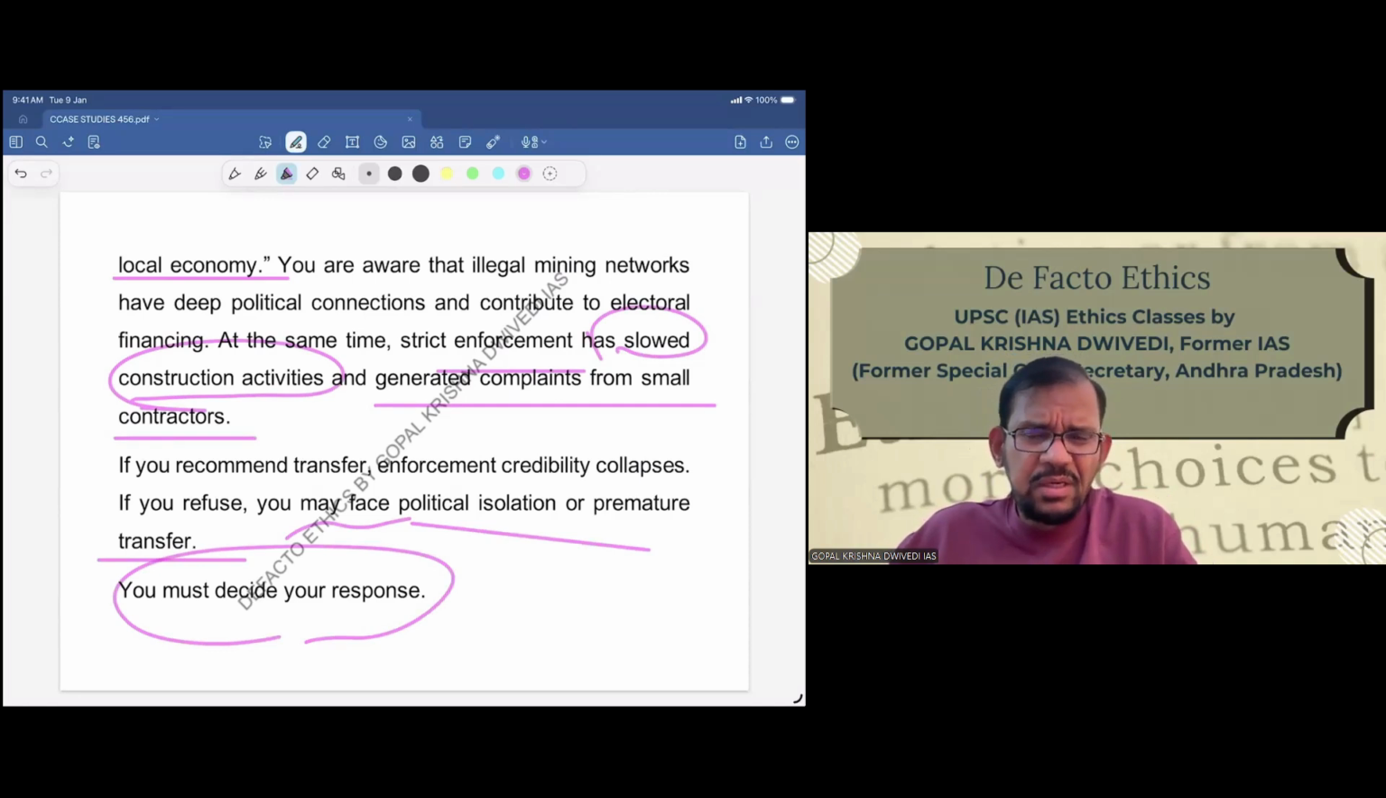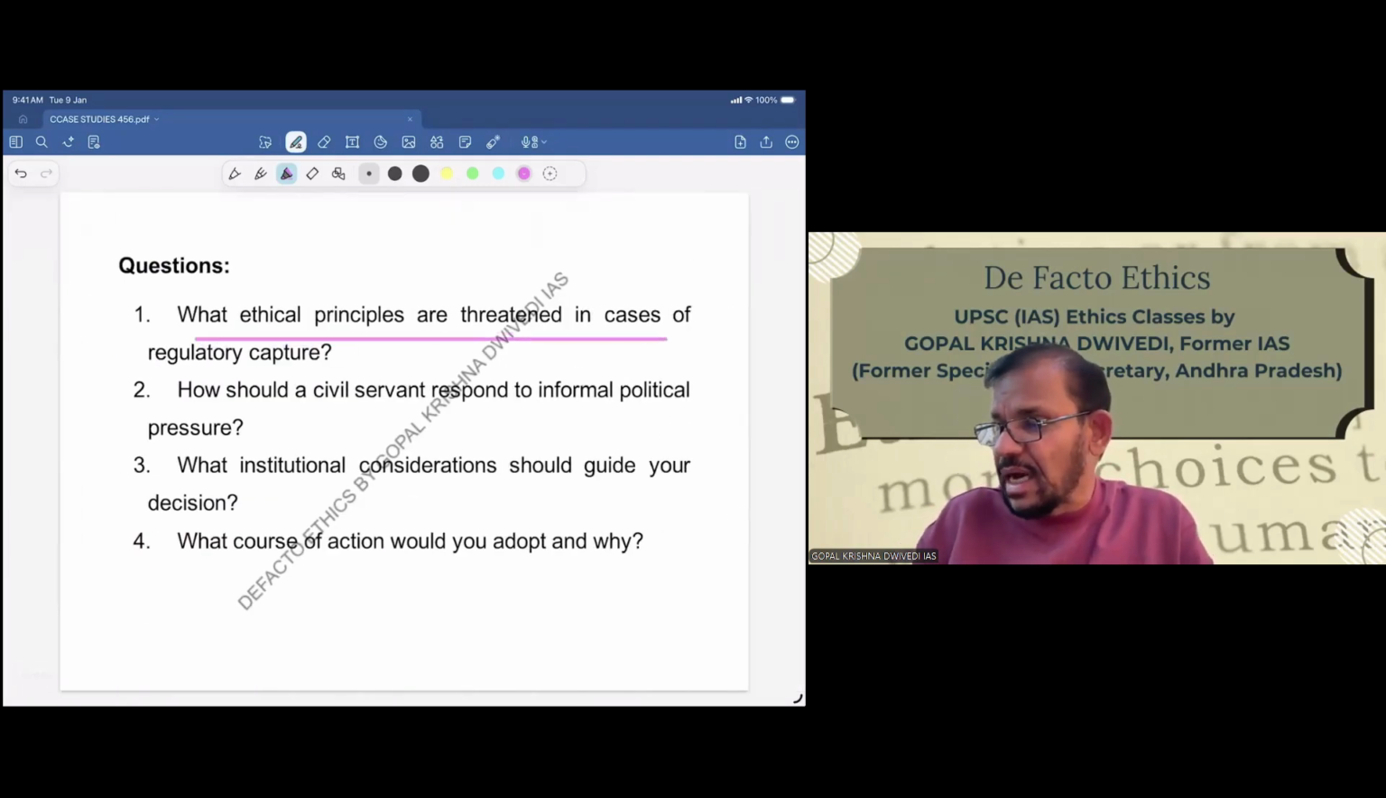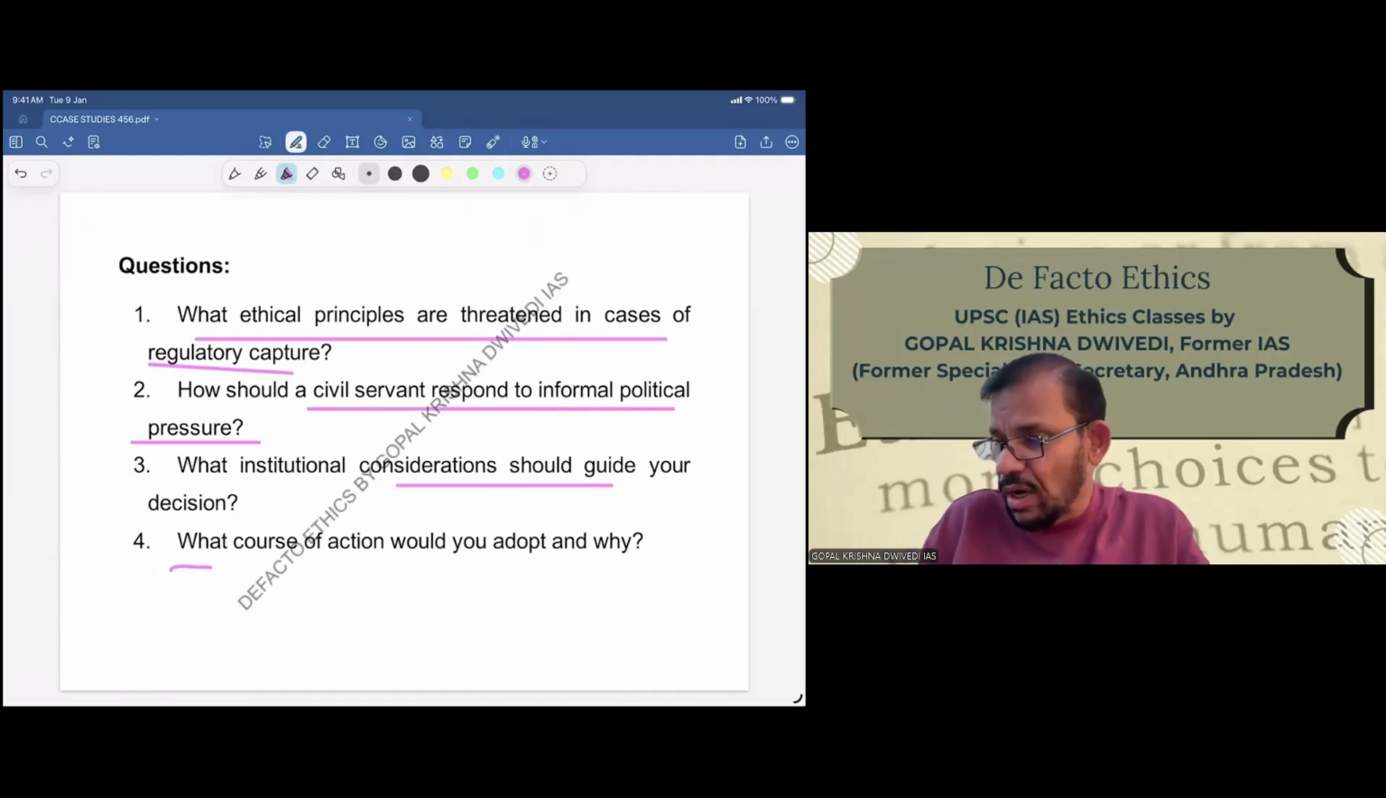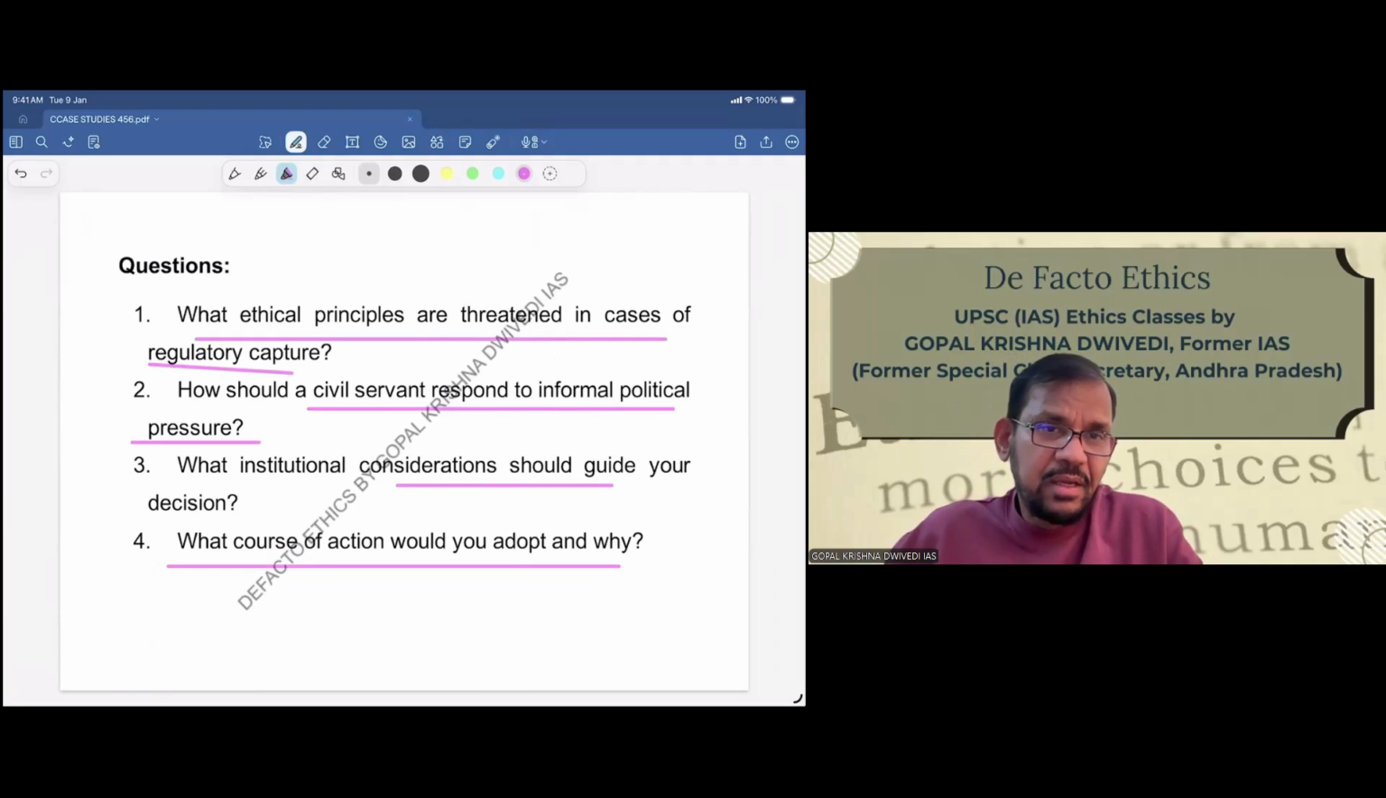Now this kind of thematic case studies where political pressure is there and something wrong or unethical is asked to be done, usually comes every year. Now let us see what the questions are. What ethical principles are threatened in case of regulatory capture? Because here regulatory capture has been shown. How should a civil servant respond to informal political pressure? Third, what institutional consideration should guide your decision? Fourth, what course of action would you adopt and why? So now let us go to the first question. What ethical principles are threatened in case of regulatory capture?